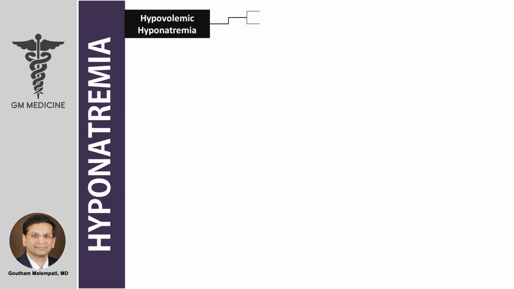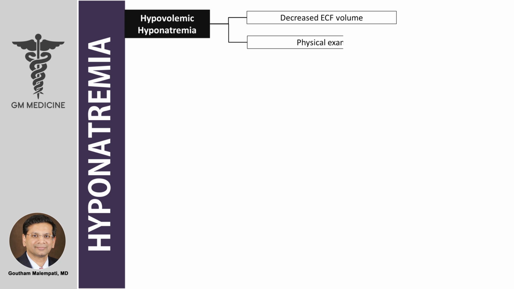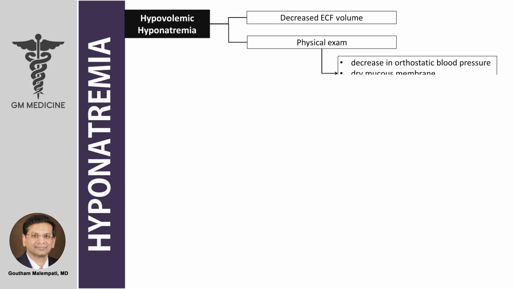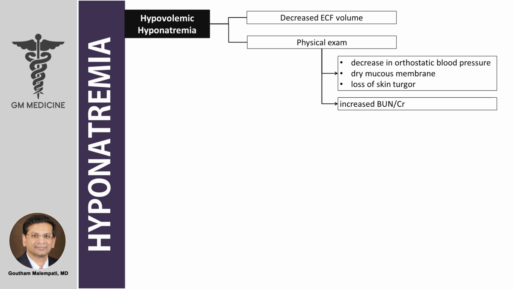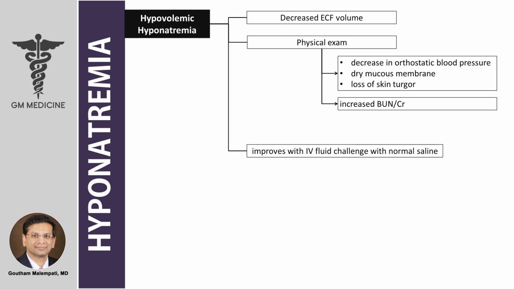Here, the extracellular fluid volume is decreased, and one can assess this by physical exam findings such as decrease in orthostatic blood pressure, dry mucous membranes, and loss of skin turgor, and labs such as increased BUN to creatinine ratio. Usually this kind of hyponatremia improves with IV fluid challenge with normal saline.